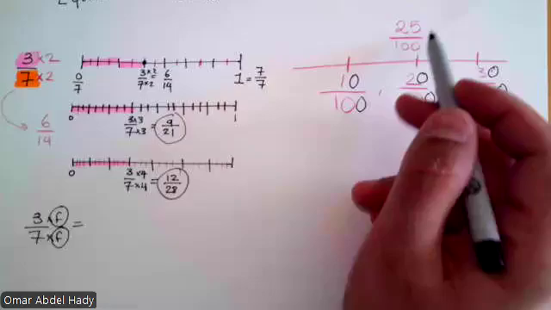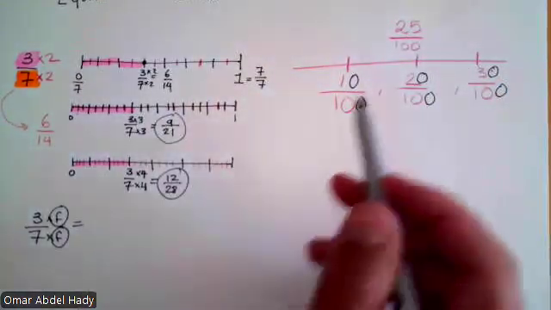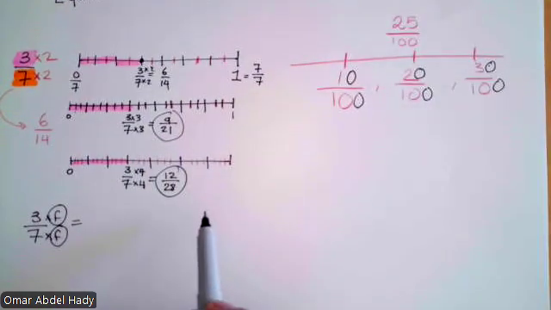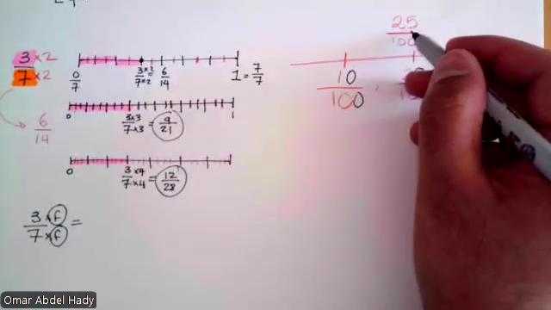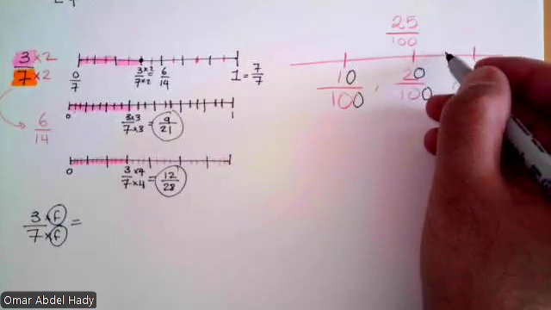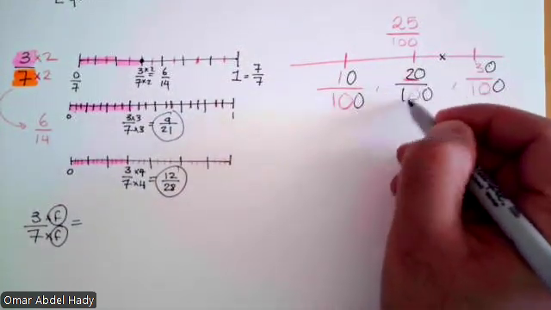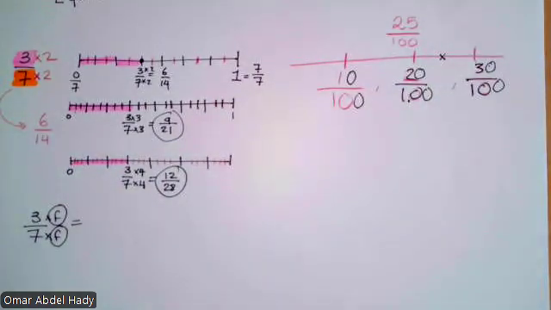So now, where would you plot 25 hundredths? Can we plot between 10 hundredths and 20 hundredths? No, because 25 hundredths is bigger. So 25 hundredths is going to sit between 2/10, or 20 hundredths, and 3/10, or 30 hundredths.